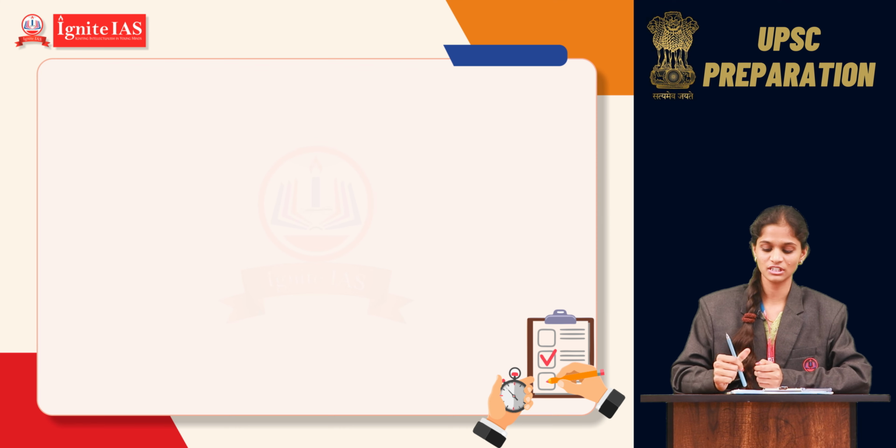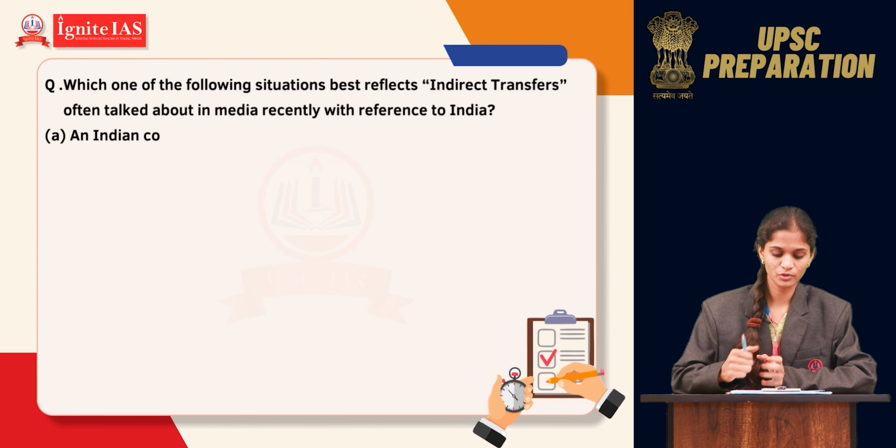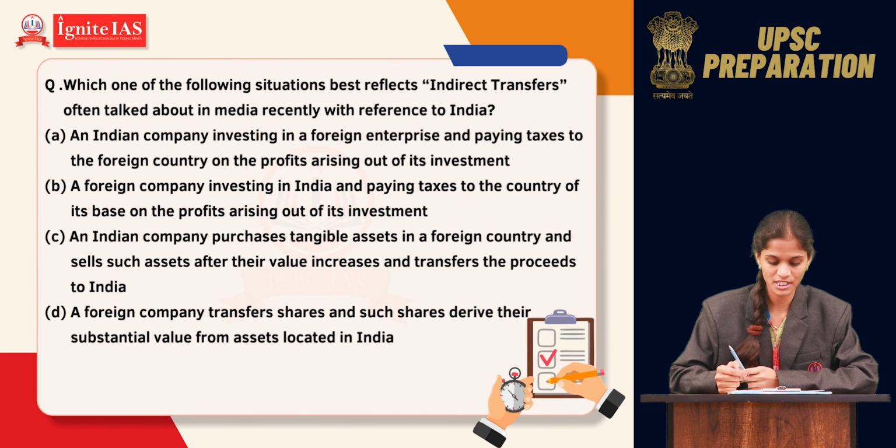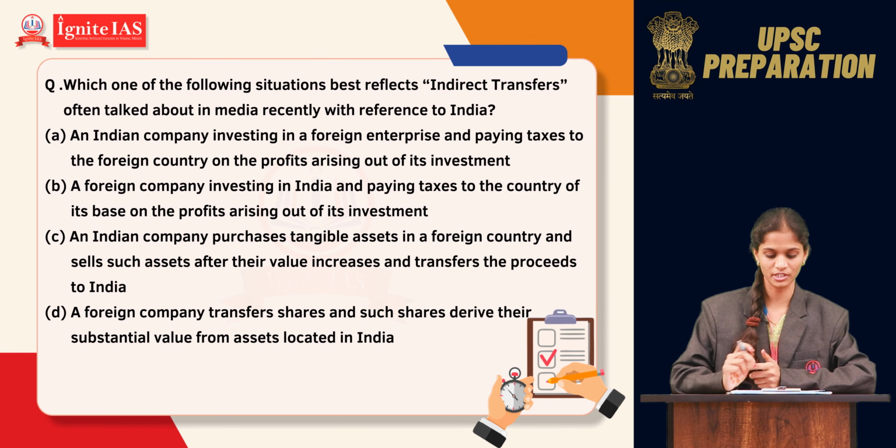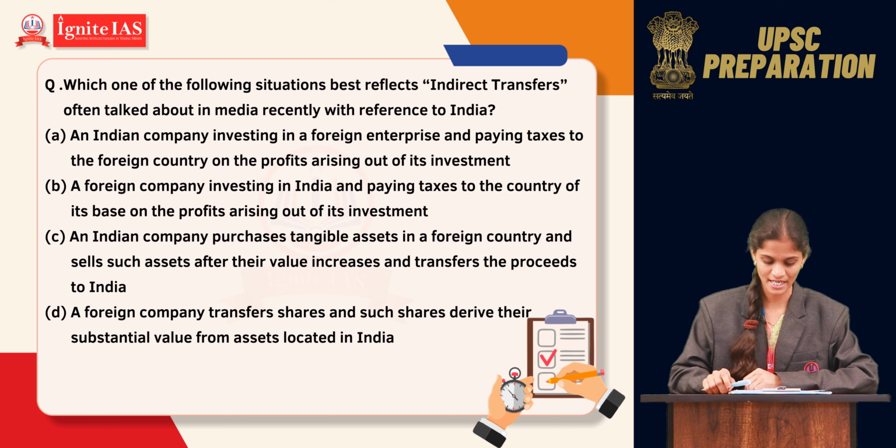Hello everyone, myself Varshini. As discussed by Lahari, the further discussion on the Economic Survey will be held by me. Question: which one of the following situations best reflects indirect transfers, often talked about in media recently with reference to India? Option A, an Indian company investing in a foreign enterprise and paying taxes to the foreign country on the profits arising out of its investment. Option B, a foreign company investing in India and paying taxes to the country of its base on the profits arising out of its investment. Option C, an Indian company purchases tangible assets in a foreign country and sells such assets after their value increases and transfers the proceeds to India. Option D, a foreign company transfers shares and such shares derive their substantial value from assets located in India.